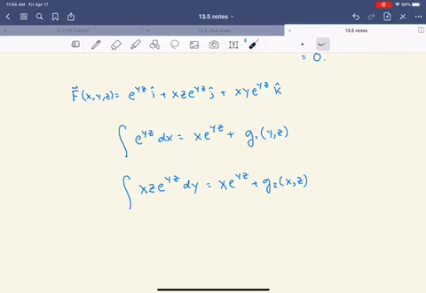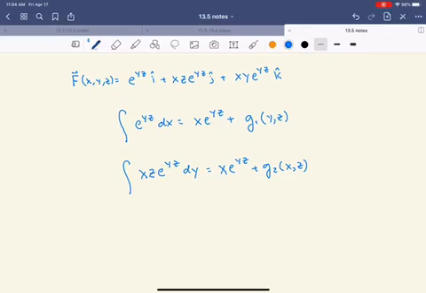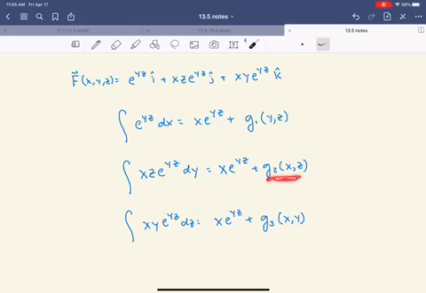And the same sort of thing's going to happen here. When we do this one, the y is going to divide out. So the integral of xy e to the yz dz is going to be x e to the yz plus some function of x and y. Now, the function of y and z should have shown up here. The function of x and z should have shown up in this or this part, or both. And the function of x and y, if it existed, would have shown up in one of these two parts.